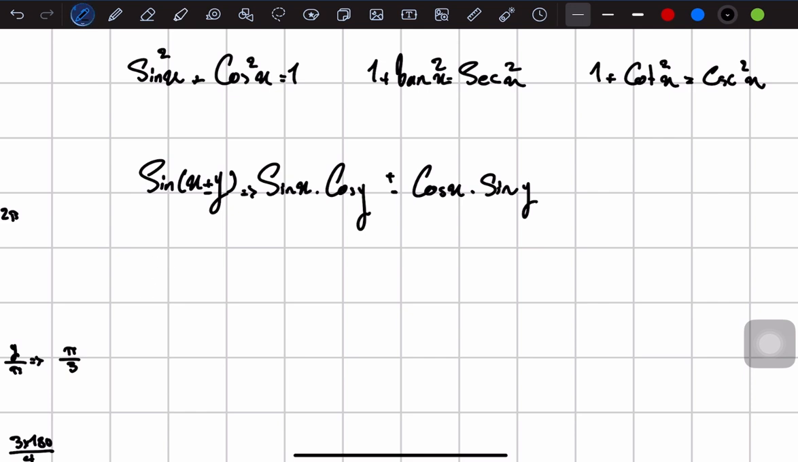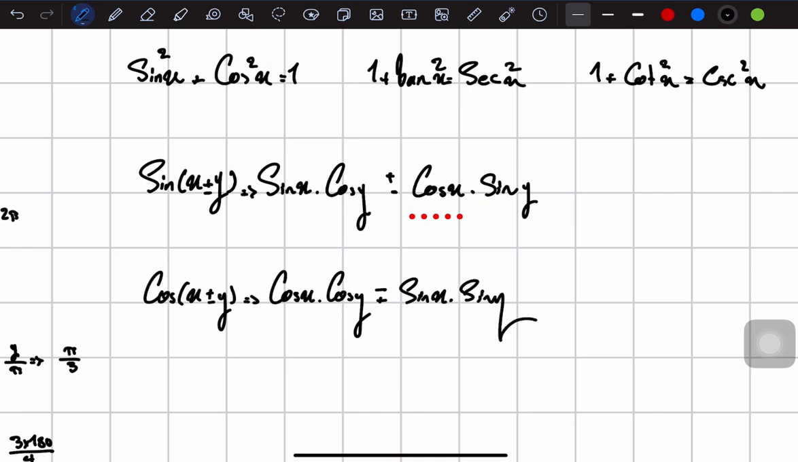But the formula would be different for cosine. So in cosine, when you say x plus minus y, it would be cosine of x times cosine of y, and this sign will be changed. It won't be plus or minus. This is going to be the inverse of it: minus or plus sine of x times sine of y.